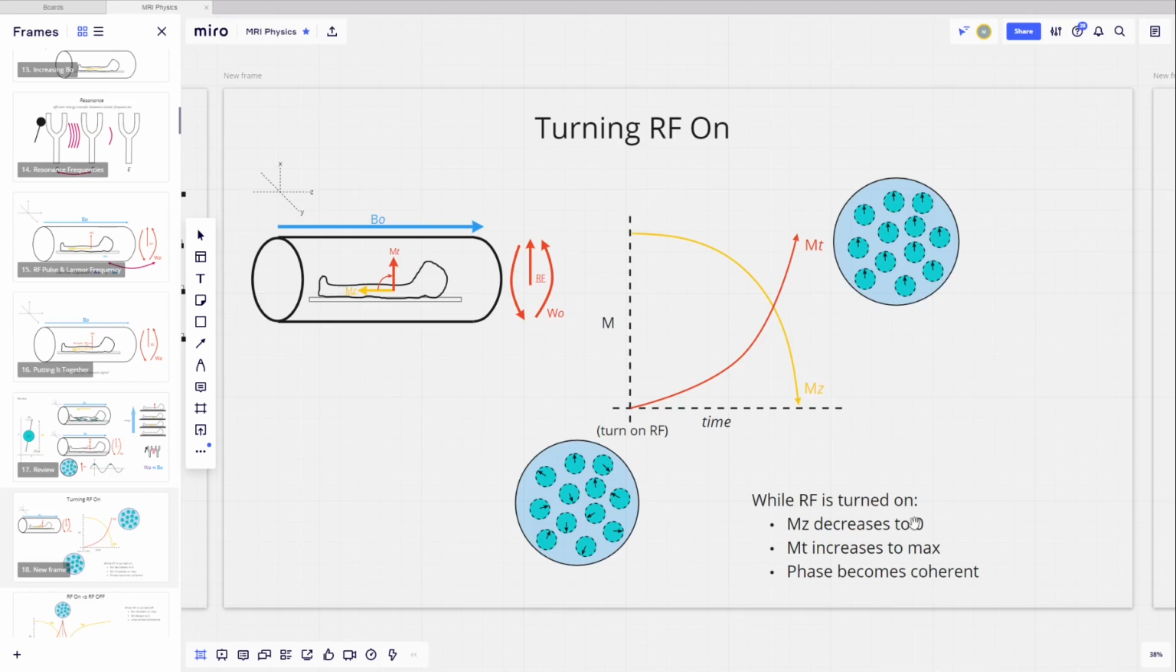When we turn on the RF, our longitudinal magnetization decreases to zero. That's the yellow. Transverse magnetization increases. Okay, that's the orange. And our phase becomes coherent, which just means that everything is in phase.